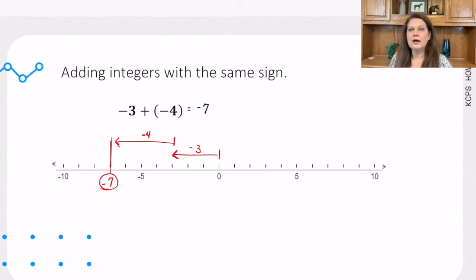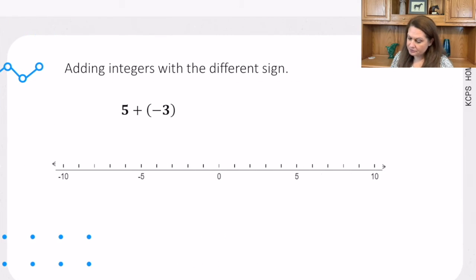Well, what if I have different signs? Let's show an example using 5 and -3. We're always going to start at 0. 5 units to the right, I'm going to go to the right. I'm going to stop at the number 5. Now, I'm going to write the number 5 on top.